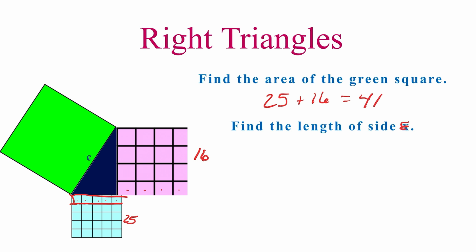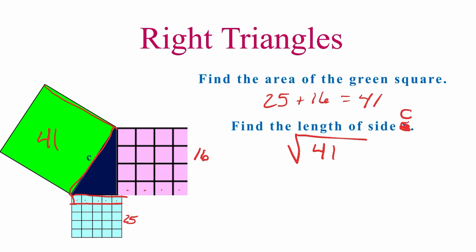But to find the length of side C on this one, well, now we don't have a perfect square where we can get a square root of 41. Nothing times itself. No whole numbers will work for that. So for the length of side C, we'll just write square root of 41. And that's it. Because this whole area is 41, we need a number times itself that equals 41. And that's just the square root of 41.